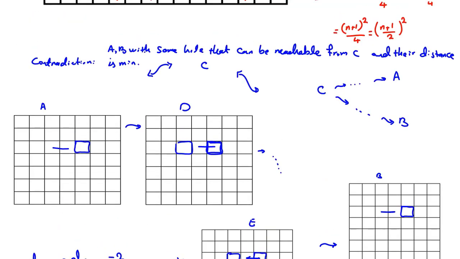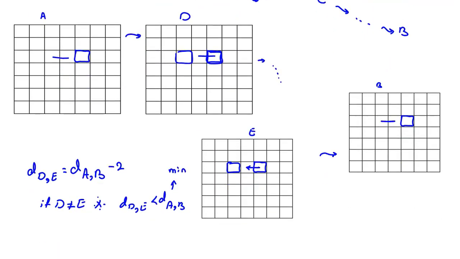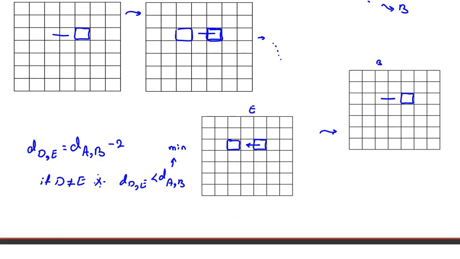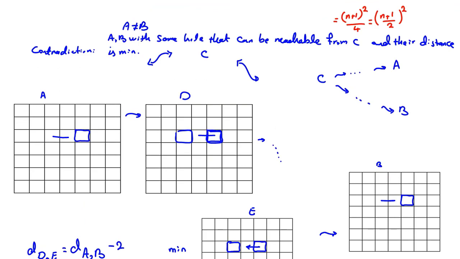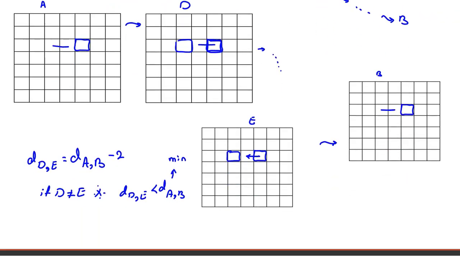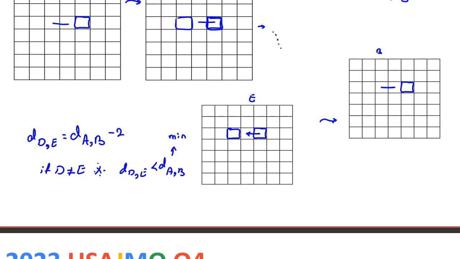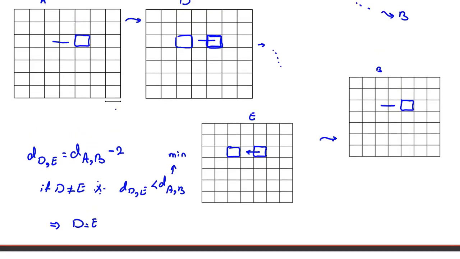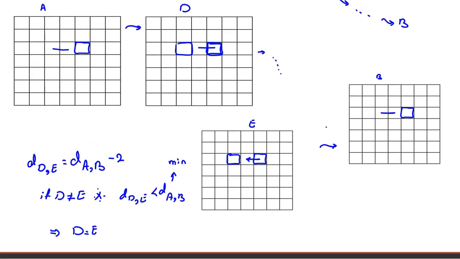So, we said here A and B with the same hole, A is not equal to B. Okay, so because when A and B are not equal, these two things mean the configurations are not the same. We consider the minimum distance. If D is not equal to E, we reach a contradiction. So we conclude D equals E. When D equals E, what does it mean? The next step after A and the previous step before B are the same.